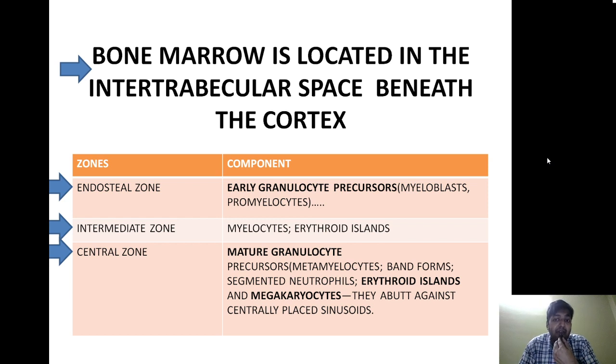Accompanying them, we have erythroid islands in the central zone, and we have megakaryocytes. Especially in the central area, we have sinuses or blood sinusoids, and megakaryocytes are abutting very close to the sinusoid, so that the platelets are directly released into the sinusoids by the megakaryocytes.